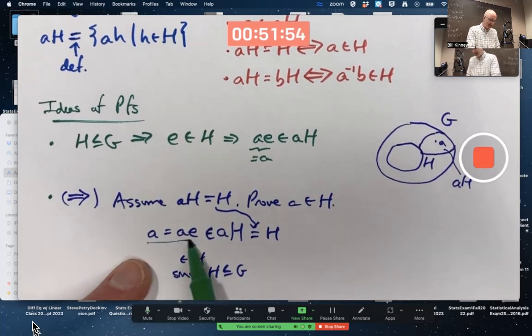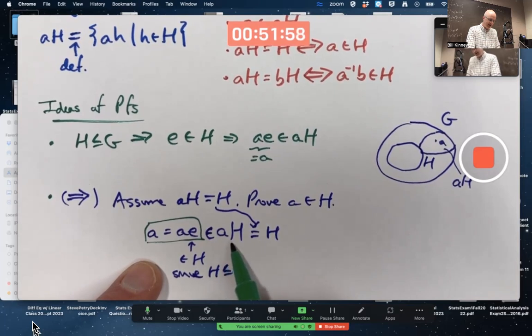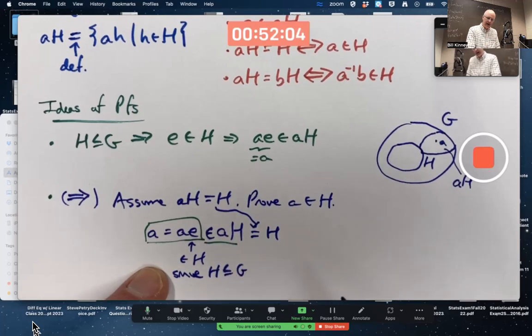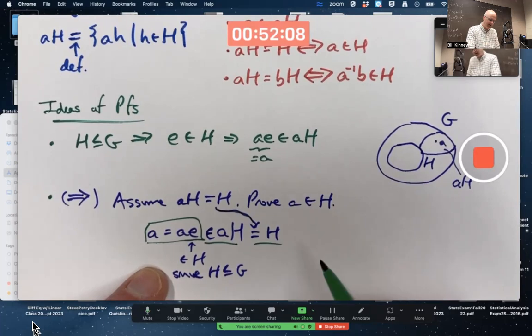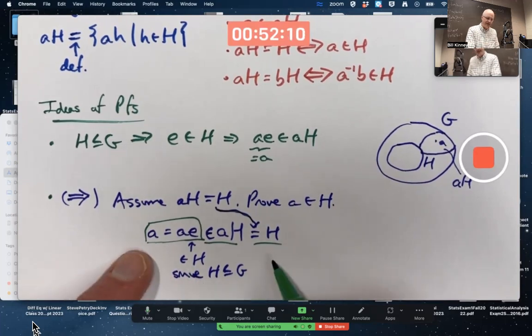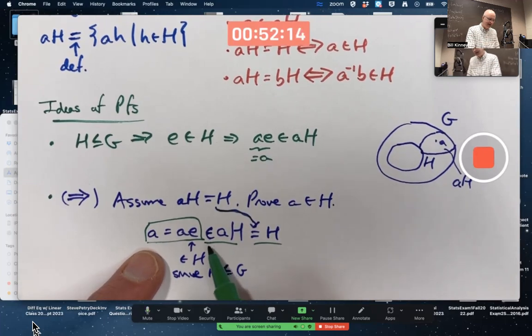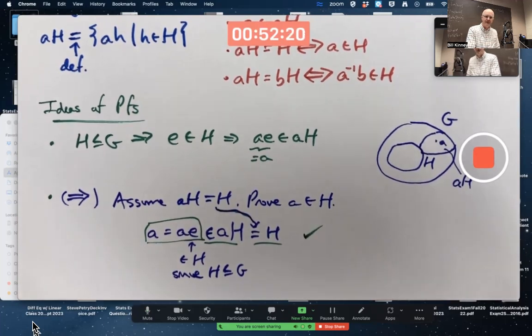A equals A times E. By definition of the left coset of H in G containing A, since E is in H because H is a subgroup of G, that's an element of AH. But I'm assuming AH equals H. Therefore, this line of equal signs and one element-of symbol implies A is an element of H. Done. That's the easier direction.